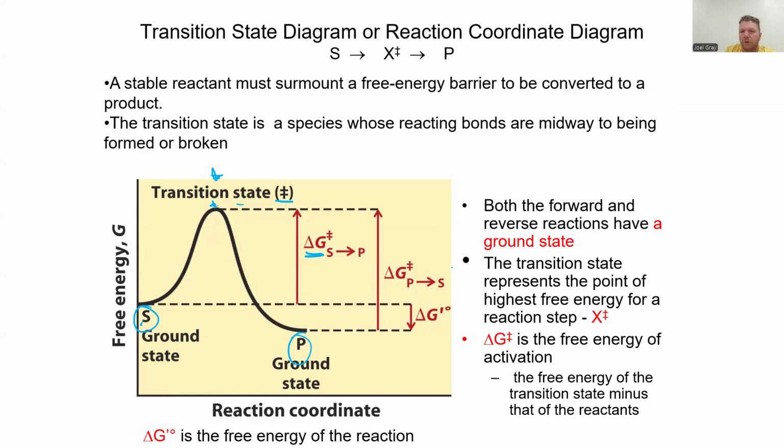Now, if we go in the opposite direction, we still have to surmount that and go through that transition state. Our delta G double dagger is going to be greater if our reaction is going in reverse.